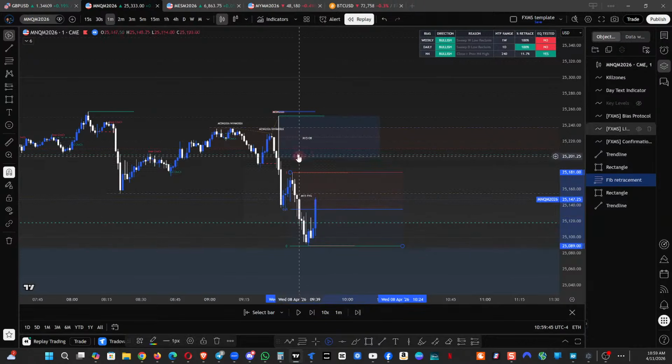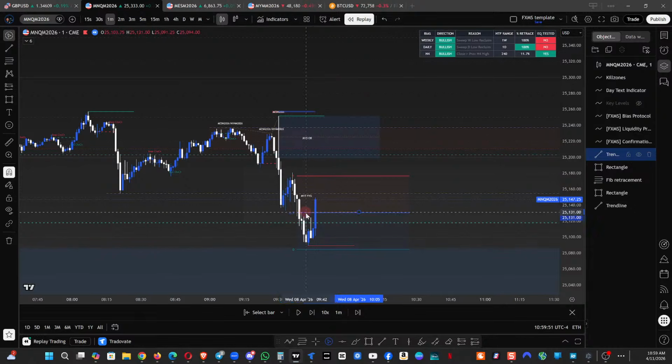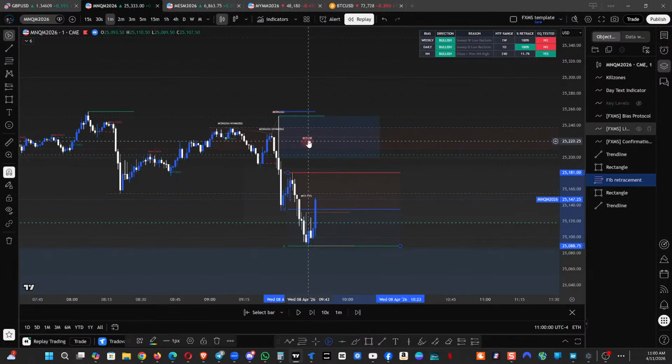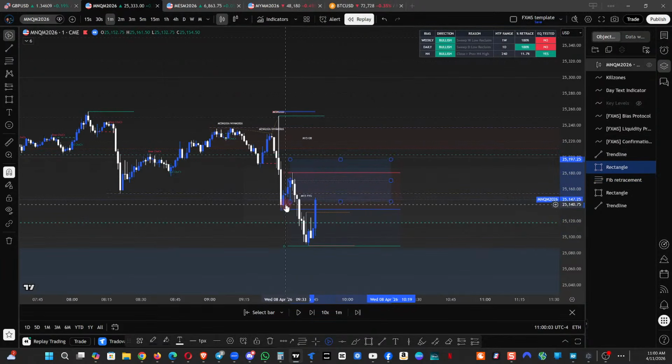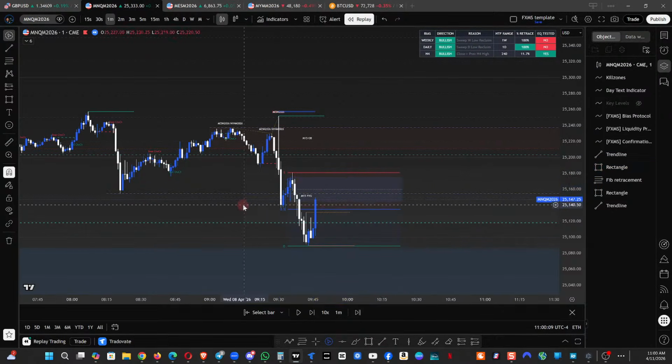Okay, do we have internal liquidity swept? I believe we do. We do. We have this internal high right here. Okay, into, I guess this would be the order block right here. Okay, so we have a swing high into an order block into a 15-minute imbalance, you can see it here, right? So if it's trading into it right now, it's got to trade away from it and close below this high. Okay, so let's see if it does that.